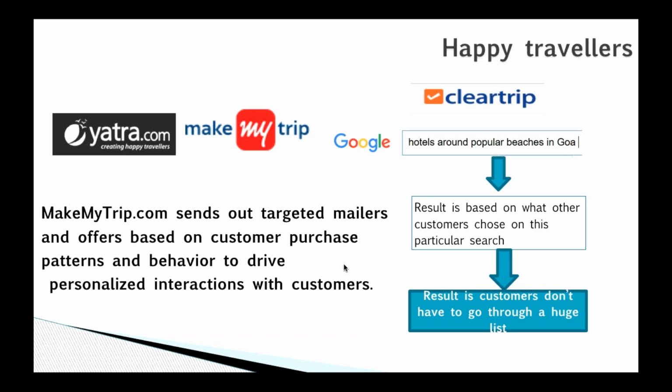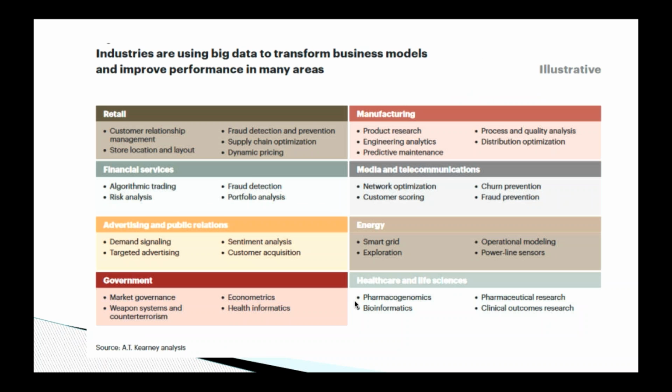Instead of searching through a huge amount of data on the site about the hotels, they can just make a search, and this makes the customers really happy, giving them a personalized experience. Almost all industries are using big data, transforming their business models and improving performance in areas like retail, manufacturing, energy, financial services, advertising and public relations, and government. So all these sectors are using big data. You can understand how much demand there is in the market for this technology.